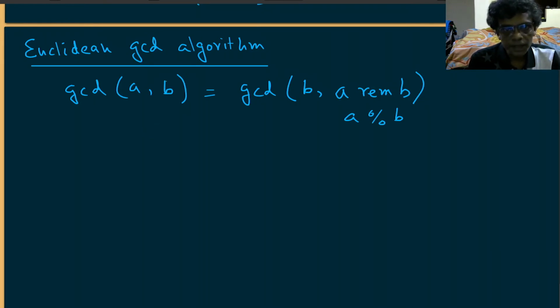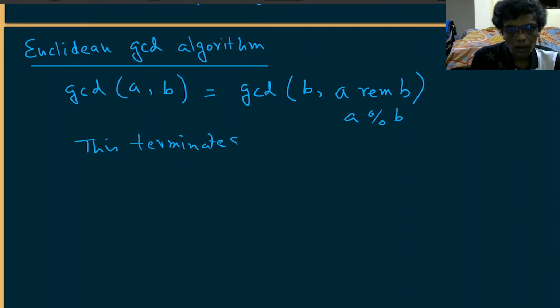So it apparently says that you can have at most B iterations, but in reality the number of iterations is much less. But anyway, this terminates, because the second component keeps on reducing. So maybe we investigate what is the best running time of this Euclidean GCD algorithm. Let us not worry too much about this. I just mention an interesting result.